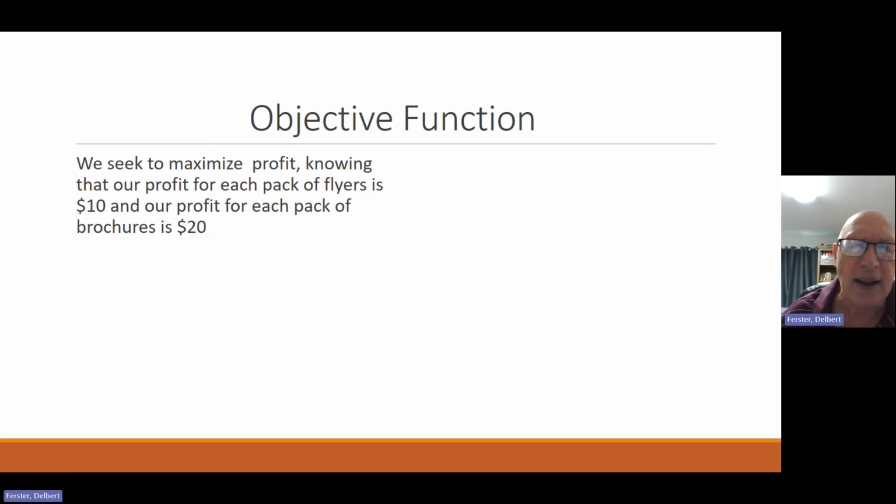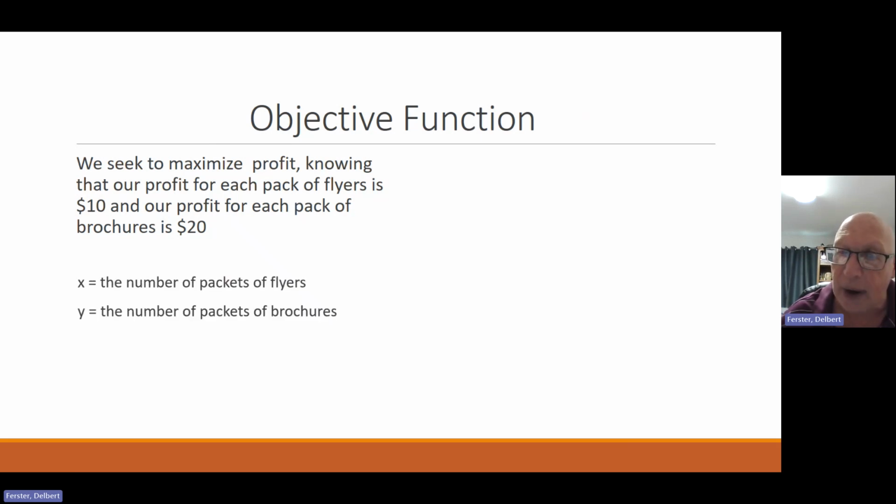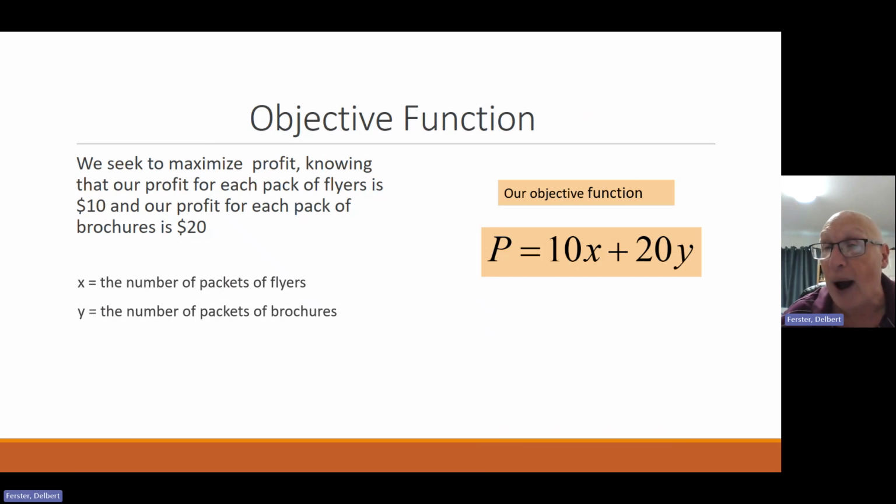All right, let's go out of order. Let's create the objective function first. What we know is that we can make a profit of $10 on each pack of flyers and a profit of $20 on each packet of brochures. So the objective function referencing those variables would look like this: P for profit equals $10 for each flyer pack, in addition, $20 for each brochure pack. That's our objective function, and that's what we seek to maximize. We'll be trying to find values for X and Y that we can plug in there to find what gives the maximum profit.